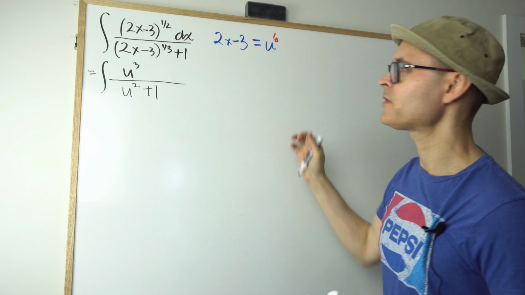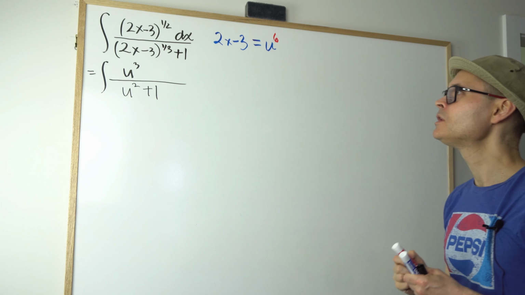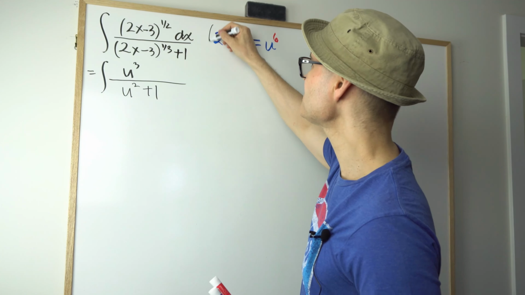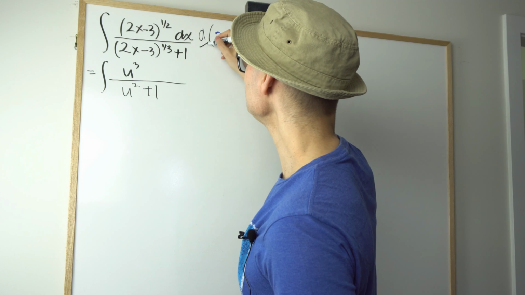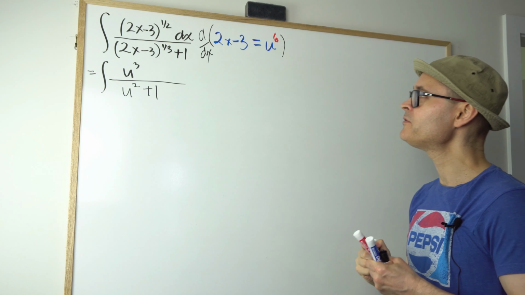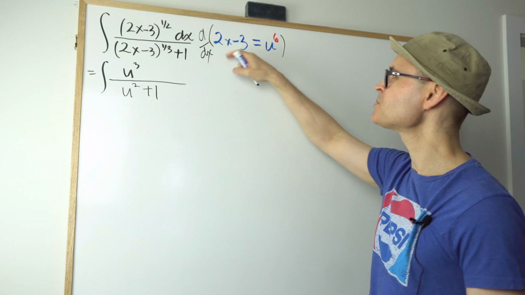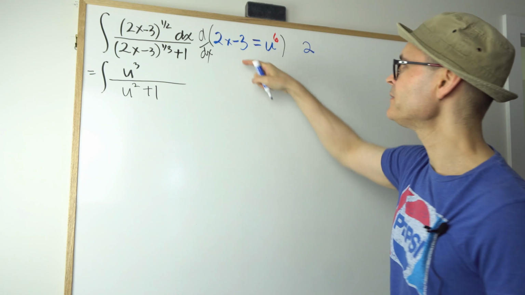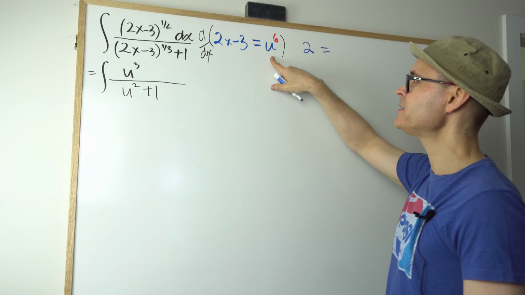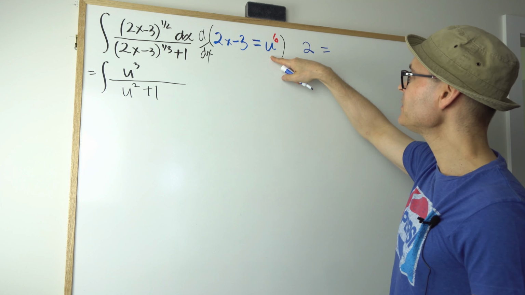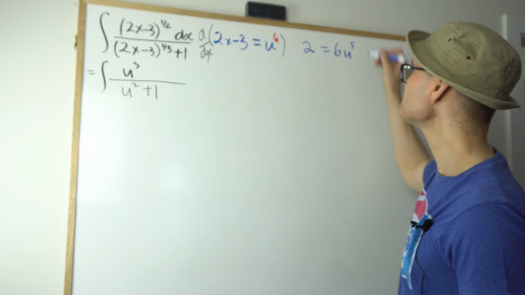If I'm going to switch out the x for the u, then the dx has to be swapped out too. So what I'm going to have to do is take this substitution and differentiate it with respect to x. So I'm going to take d by dx of that, and I'll take it term by term. The derivative of 2x with respect to x is 2. The derivative of negative 3 is 0. Equals, now I'm going to take the derivative of this with respect to x. So I'm going to apply the power rule, bring the 6 down, u to the 5, subtract 1.